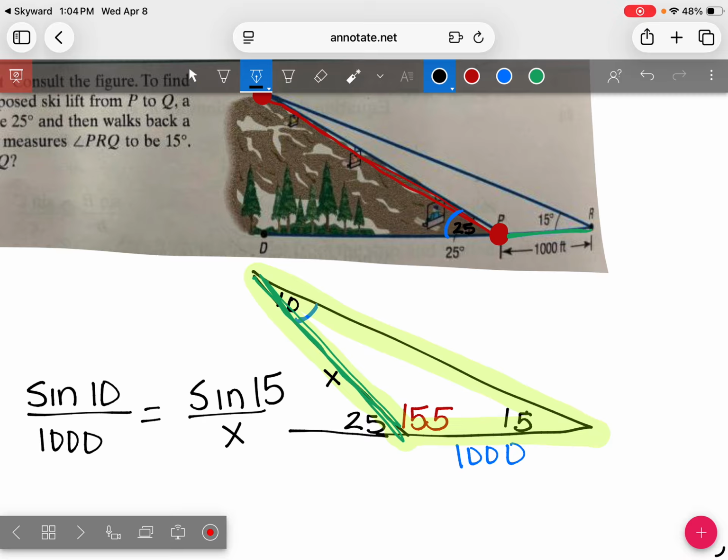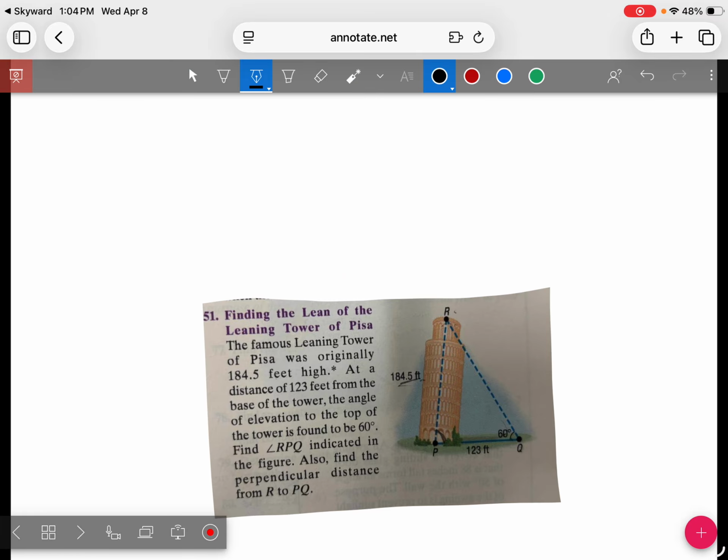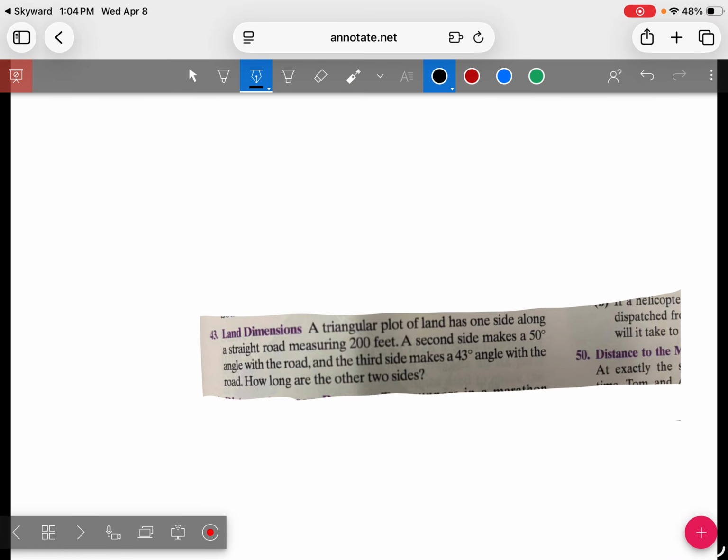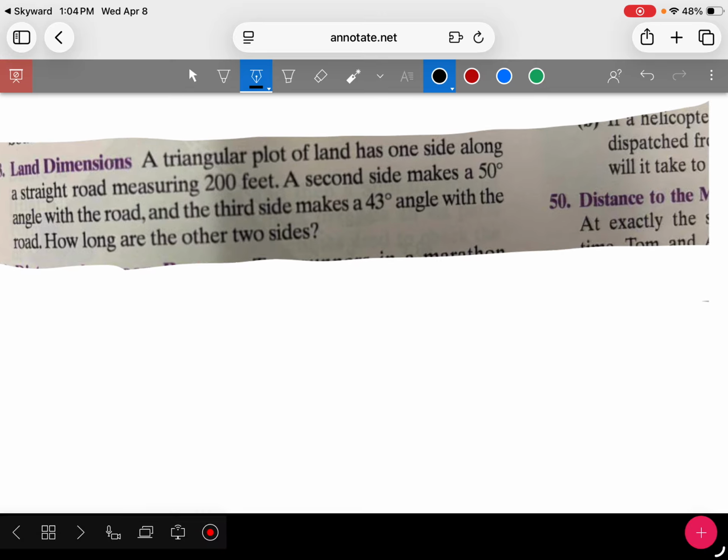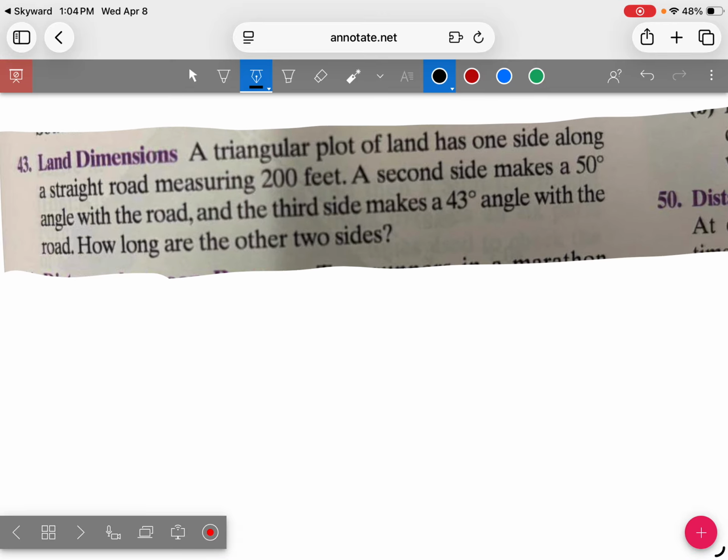All right, so the next word problem is number 43. Wait, which one did I do first? What number was that one? 39. All right, so let's do 43. Again, I tried my best to take a picture, but it was rough.